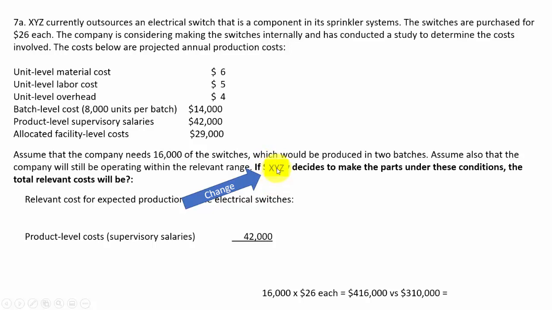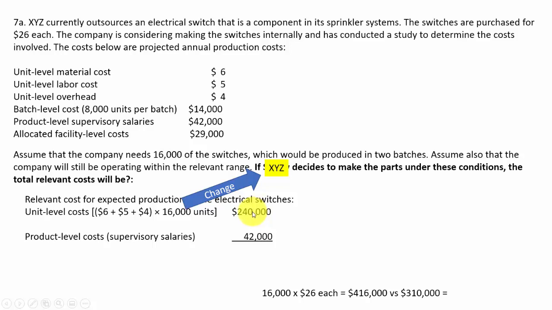So here we go. If you had a notebook, which you do or don't have, whatever, then at this point in time I'd say, okay, now you need to change this word to XYZ. So if XYZ, that's the name of the company, decides to make the parts, under these conditions, the total relevant cost will be what? So relevant cost expected to make these switches. We do have, like I said, that product level cost for the supervisors. They had to hire a supervisor for $42,000. We'll have the material, labor, and overhead cost per unit times 16,000 units. What our yearly need is going to be.